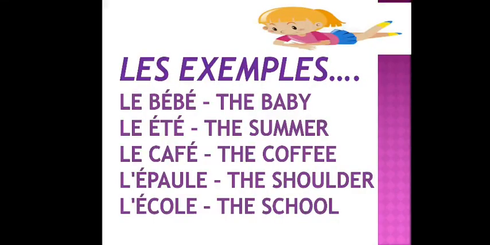Let us have some examples. Le bébé. Meanings are also given to you. The baby. L'été. Le café. L'épaule. L'école. Here you can see the pronunciation of E becomes A. Le bébé. So this accent aigu is giving the sound of A to letter E. Alright.